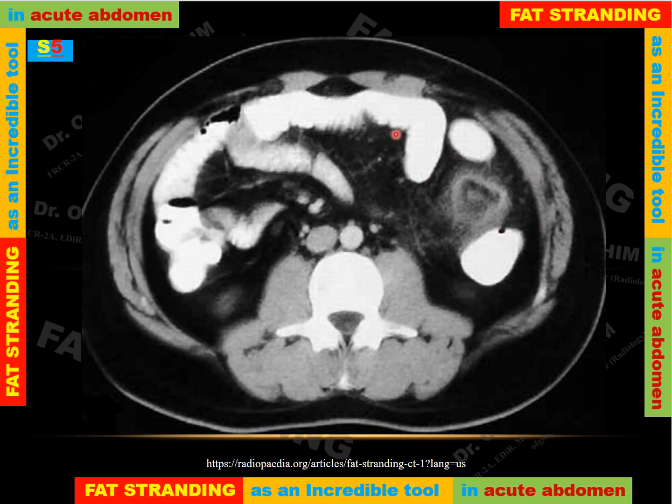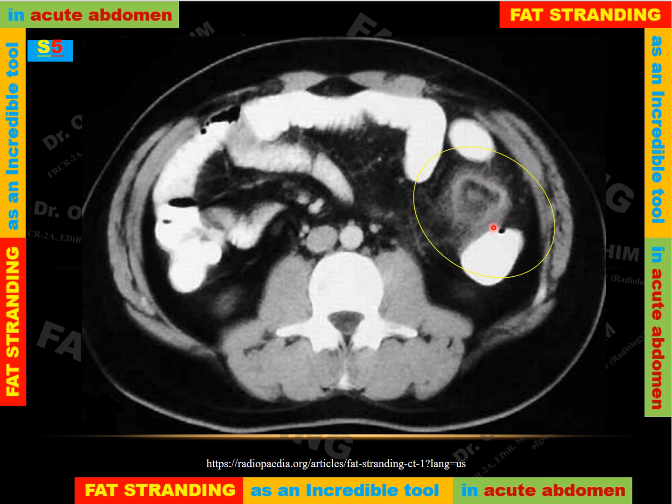However, in this scenario, we can detect the fat stranding in the region of the left lower quadrant, as we see here, adjacent to the large bowel. This represents the appendages. There are no diverticular outpouchings from the colon. So the differential diagnosis, by localization in the left lower quadrant, is acute diverticulitis or epiploic appendicitis.